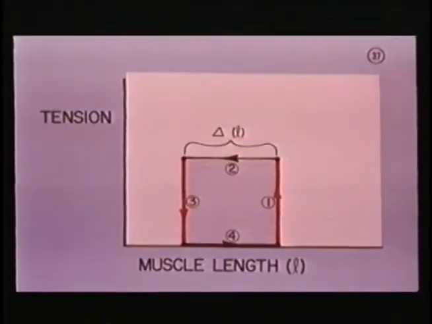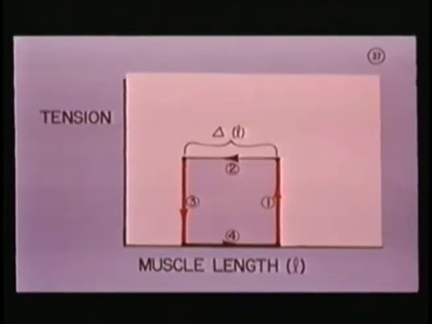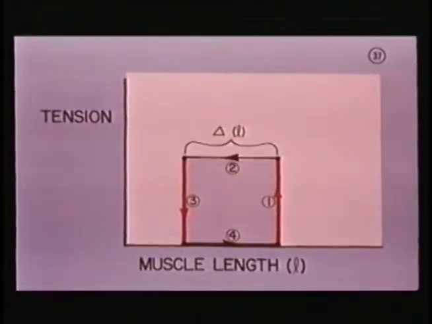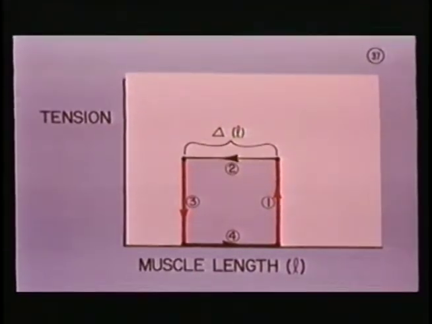Slide 37. During phase 1, the tension rises, but the length remains constant. During phase 2, the tension is constant while the muscle shortens. Then, during phase 3, the tension decreases at constant length. Finally, during phase 4, initial length is restored. Delta L, the amount of shortening during phase 2, is the quantity of interest.